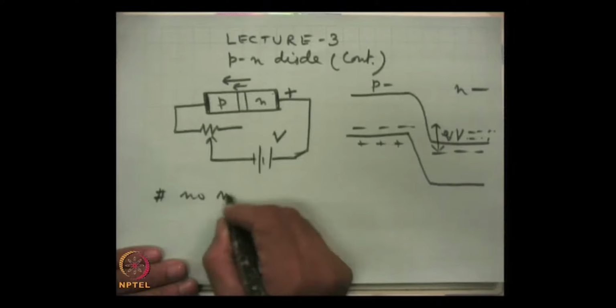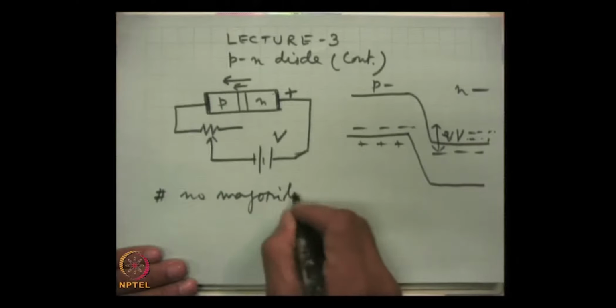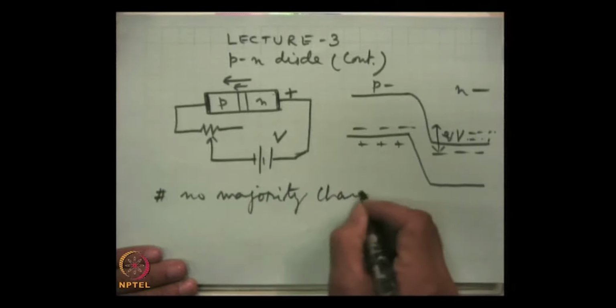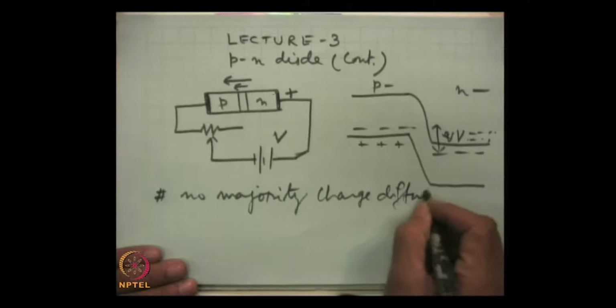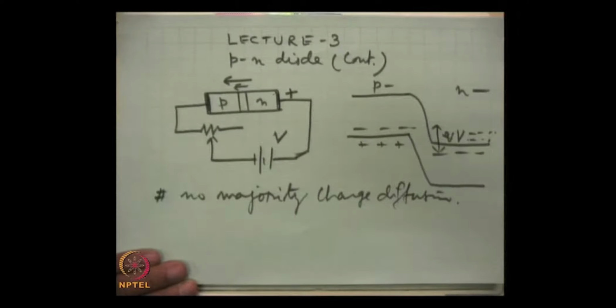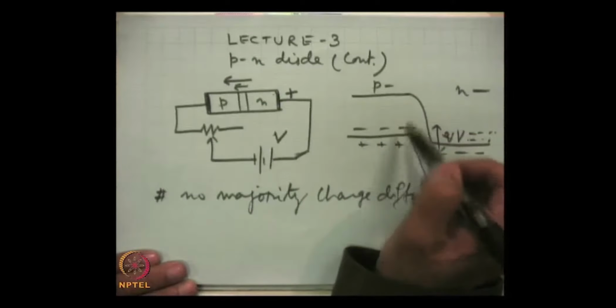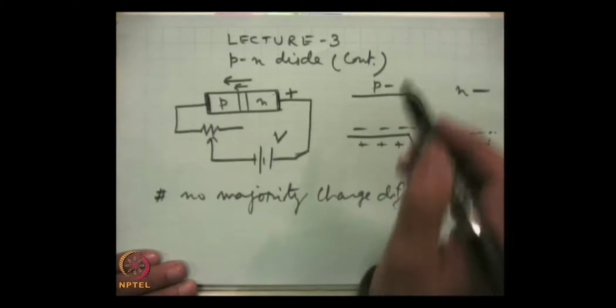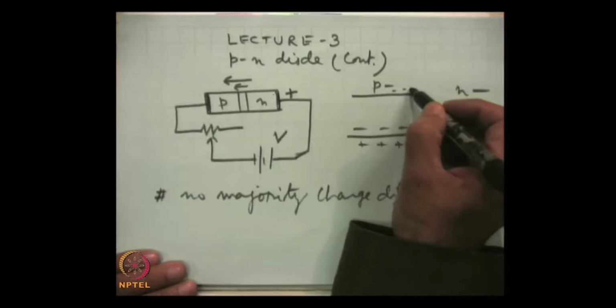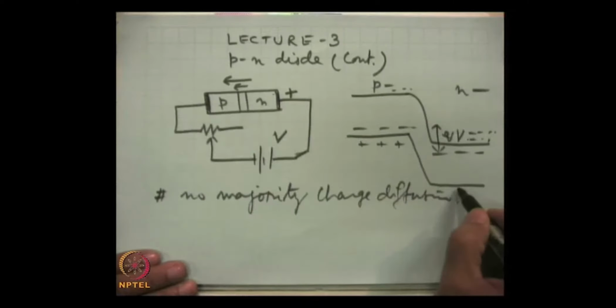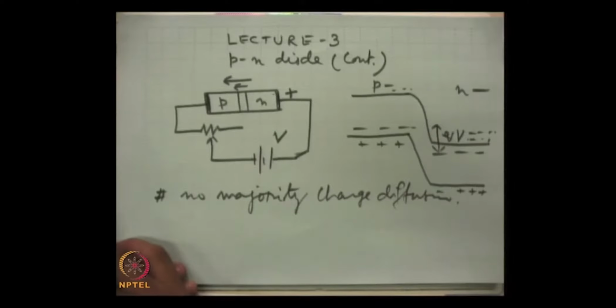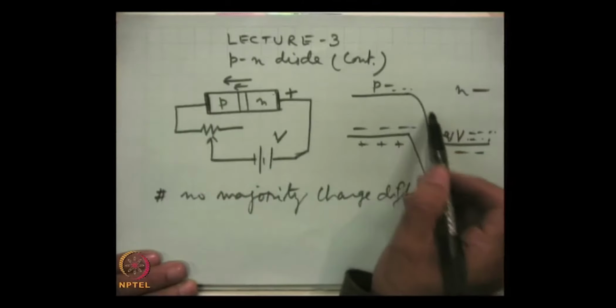No majority charge diffusion, and hence the current component does not come from majority charge carriers. However, look at what happens, because the p semiconductor has electrons in minority and holes on the n side are in minority. These charges will drift under the applied field.